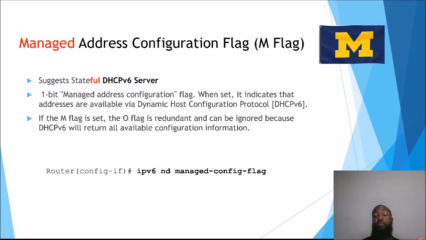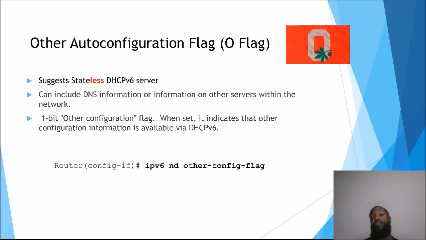So we set it manually at the bottom right here, IPv6 ND managed config flag. Remember, if it's off, it's a 0. If the M bit is turned on with a 1, then the M flag is set. When set, it indicates addresses are available via DHCP version 6. So this will keep track of all the IP addresses that are handed out, how many we've got leased. Stateless doesn't keep that information.